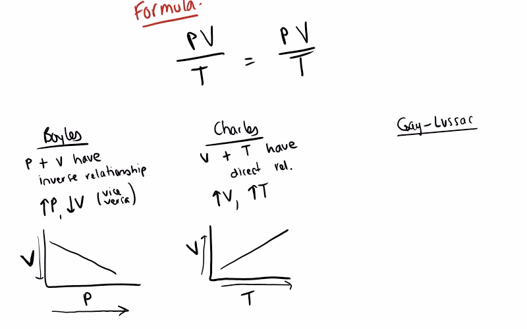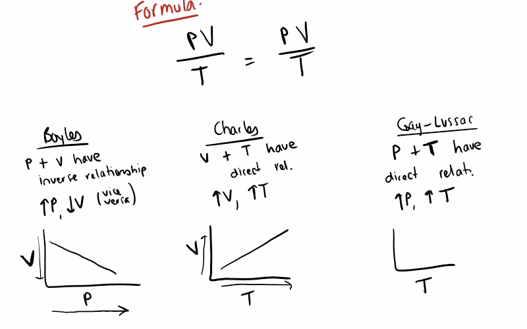So Gay-Lussac's says that pressure and temperature have a direct relationship. Increase P, increase T. So here's what the slope of our line would look like. Okay, so if you are working a problem that only gives you pressure and temperature variables, then you're using Gay-Lussac's law and you just cover up the volume.